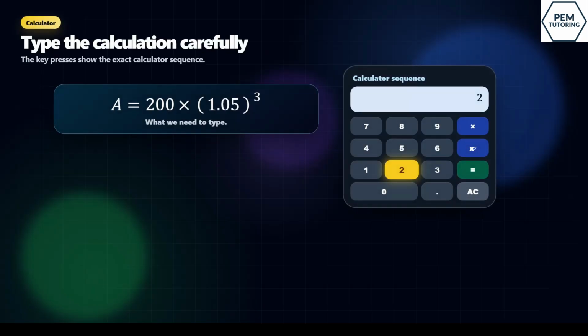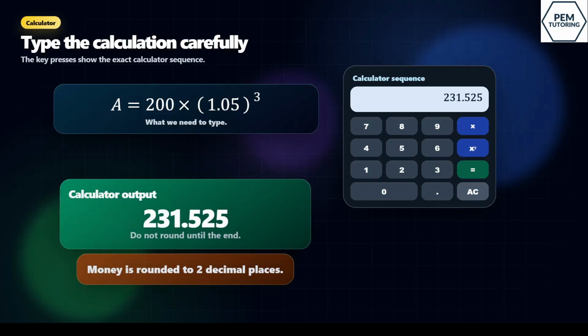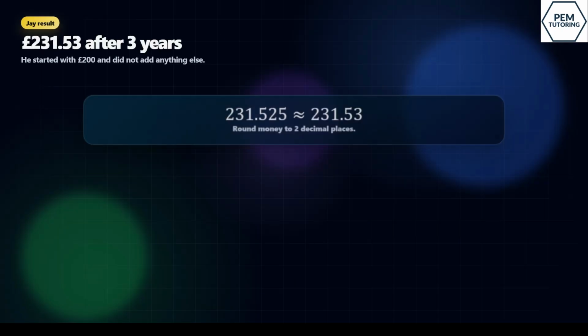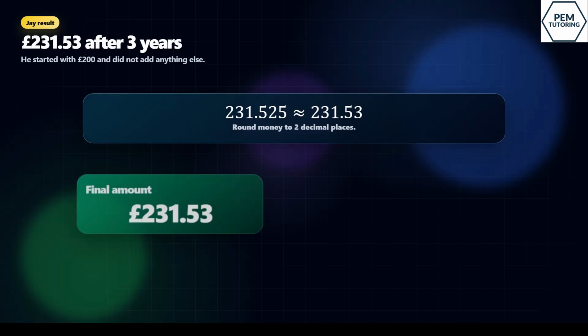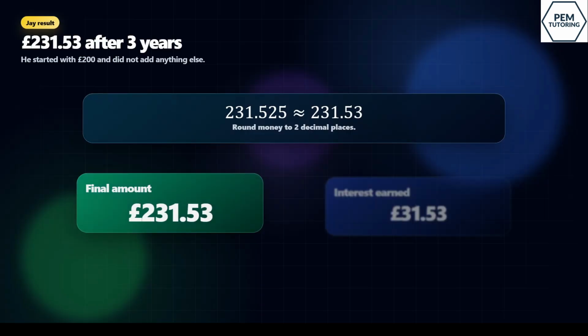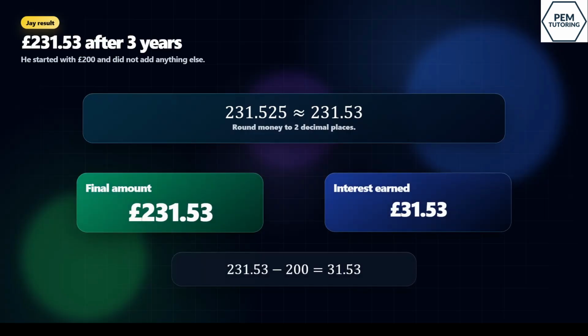So the calculation is 200 times 1.05 to the power of 3. Now grab the calculator, type 200 multiply 1.05 power 3 equals. The calculator gives 231.525. Because it is money, we round to 2 decimal places. So after 3 years, Jay has £231.53. He started with £200 and without adding anything else, it grew by £31.53. That is compound interest doing its thing.